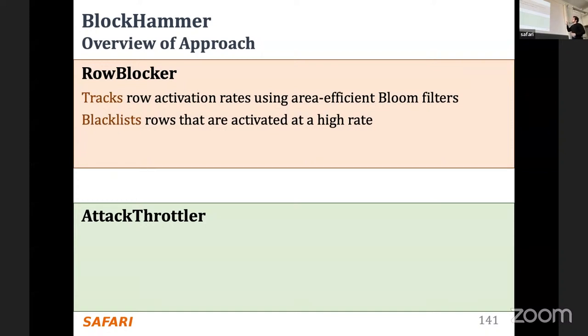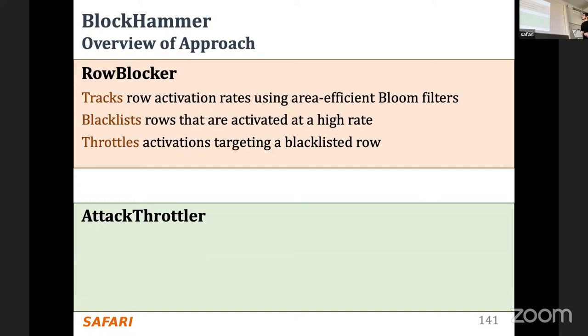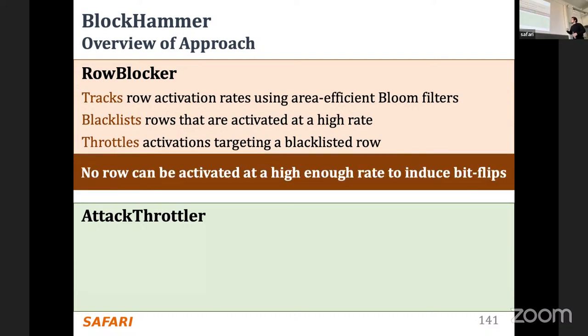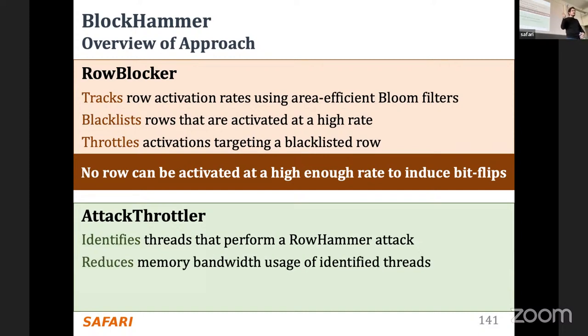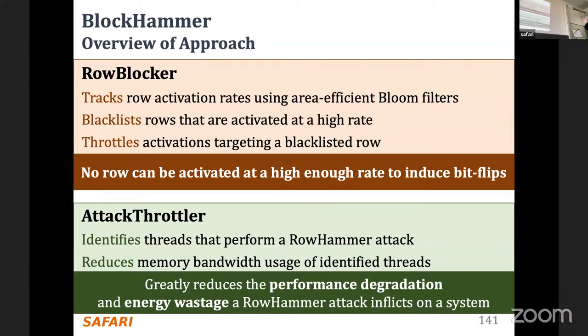So then once you find rows that are activated at a very high rate, you will blacklist them. Blacklisting means you will not allow them to be activated for a certain period of time. That will have some overheads, and the paper obviously evaluates that. It's not too much, don't worry. And then you will throttle activations that target this row as well. And that's done in the way I just mentioned, so that no row can be activated at a high enough rate to induce bit flips. The attack throttler identifies threads that perform a RowHammer attack. This is the system cooperation I mentioned earlier, and it reduces memory bandwidth usage for the identified attacker threads. And then you greatly reduce the performance degradation and energy waste of a RowHammer attack by doing so.